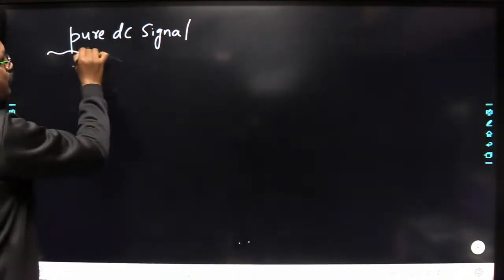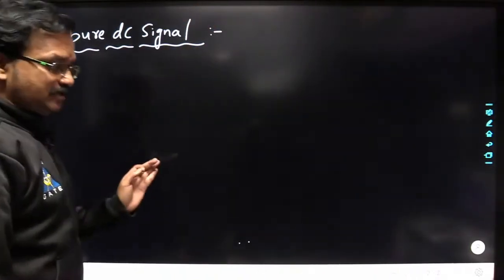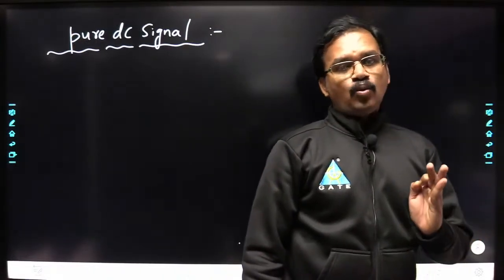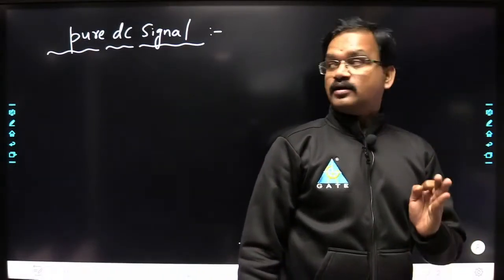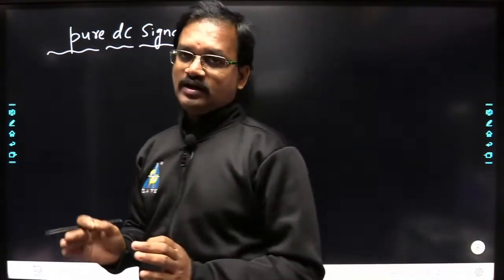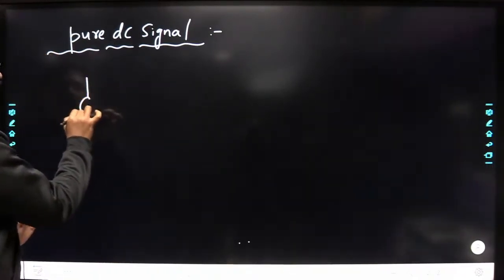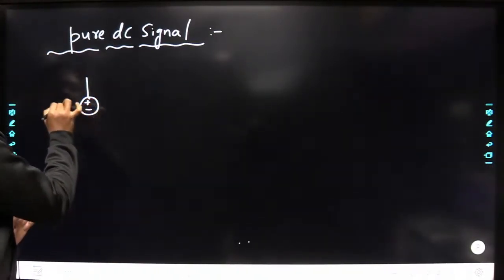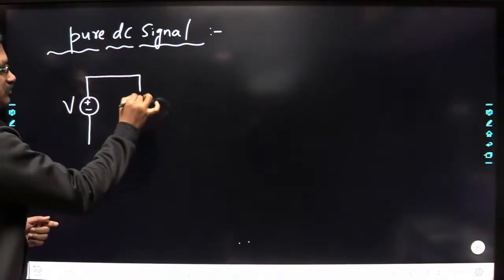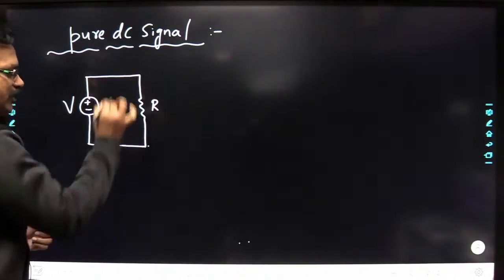What do you mean by pure DC signal? Pure DC signal means it may be a DC voltage signal, or it may be a current signal, right? It may be a voltage signal or it may be a current signal. Now let us consider a simple circuit. Here I have applied a DC voltage, and here you have some resistor, let us say.